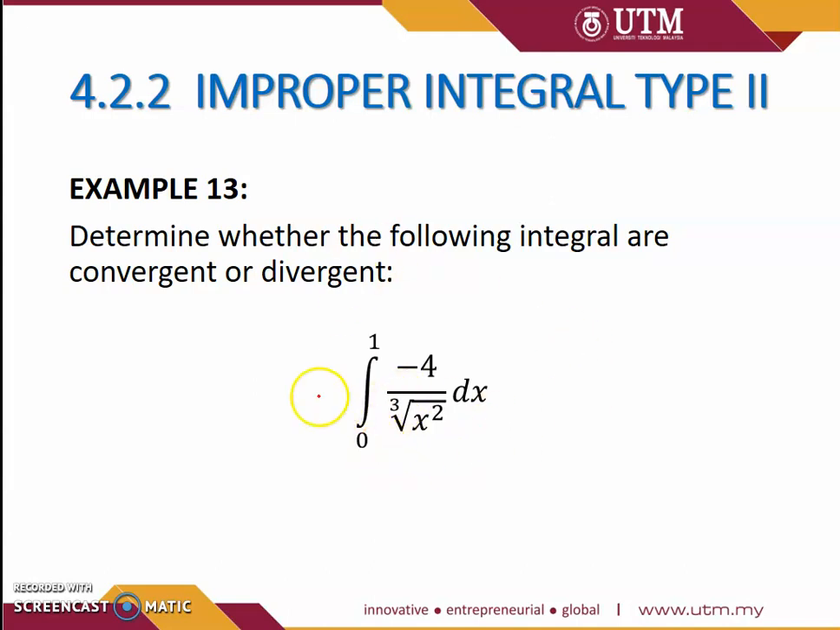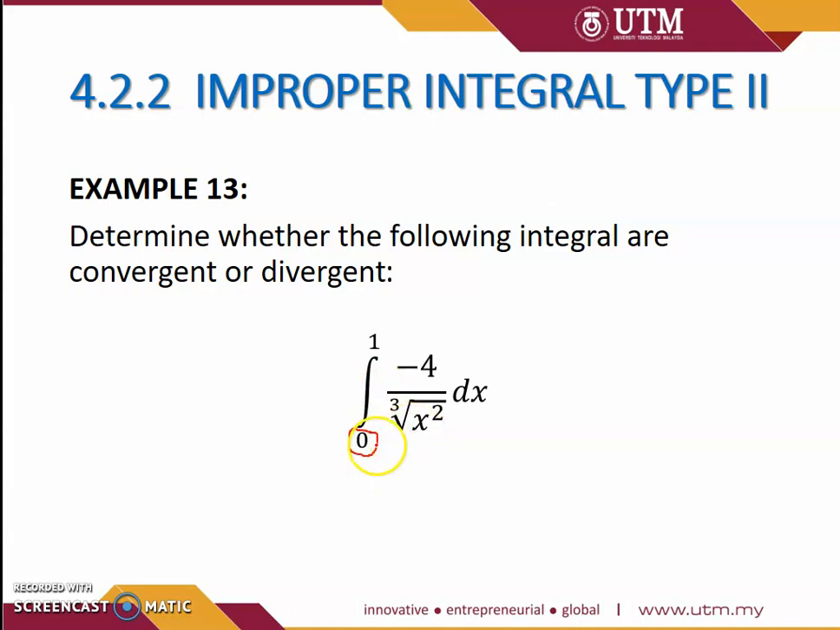Okay, so now we want to determine whether the following integral converges or diverges. From here, we know it is an improper integral. So why do we know it is an improper integral? Because you can see the limit here.